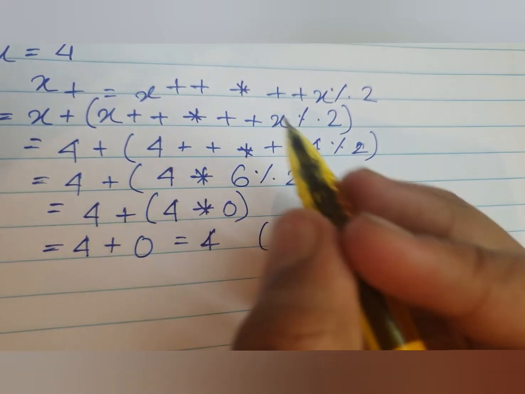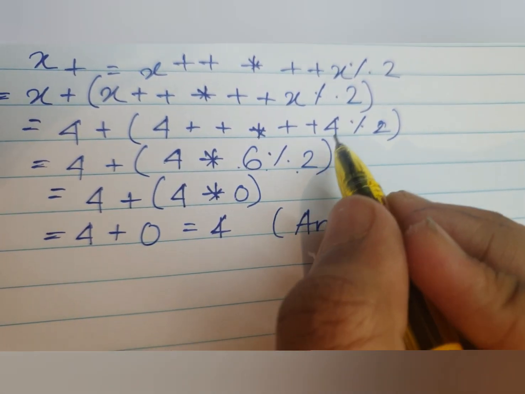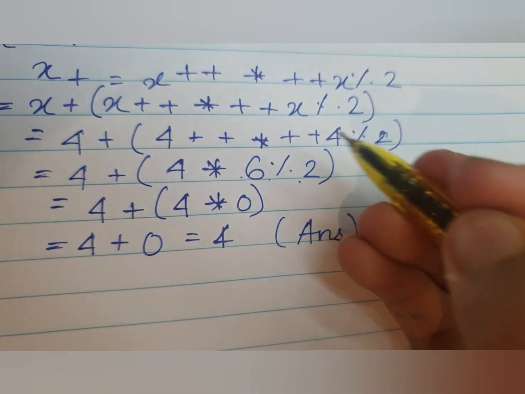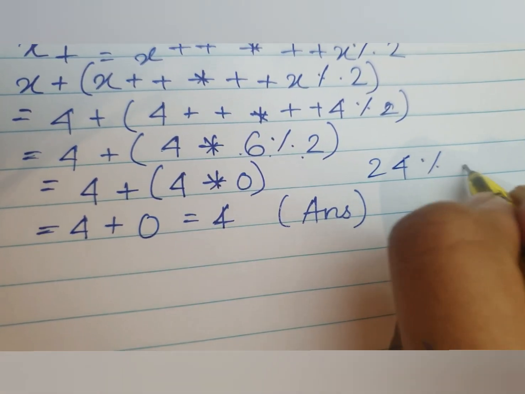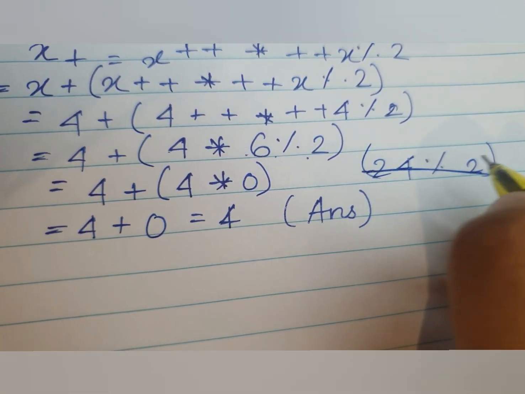Or what you could also have done is 4 into 6 modulus 2. That could also have been done, that 24 modulus 2 is also 0. So 4 into 0 either way.